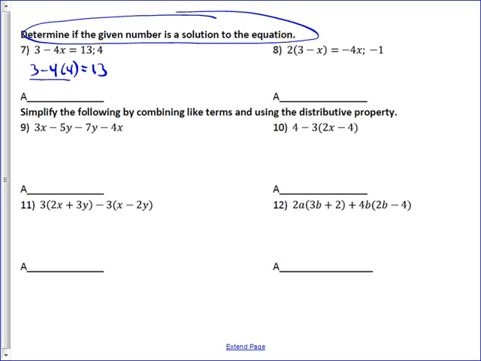Well, over here, that's going to give me 3 minus 16, but 3 minus 16 equals negative 13 instead of 13, so the answer is no. 4 is not a solution to that equation.